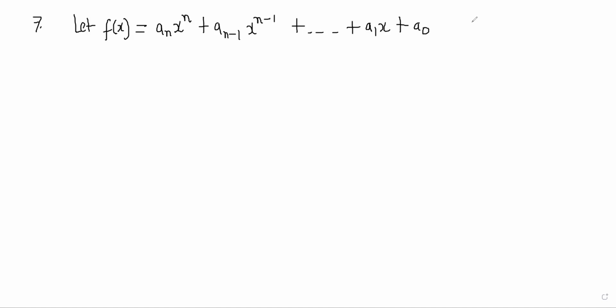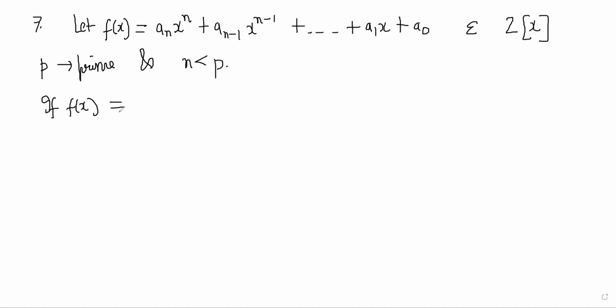Now, the next thing is let f(x) be equal to a_n x^n plus a_(n-1) x^(n-1) and so on till a_1 x plus a_0. And this is an integer polynomial, belongs to this set Z[x]. Here, let's say p is a prime and n is less than p, right?